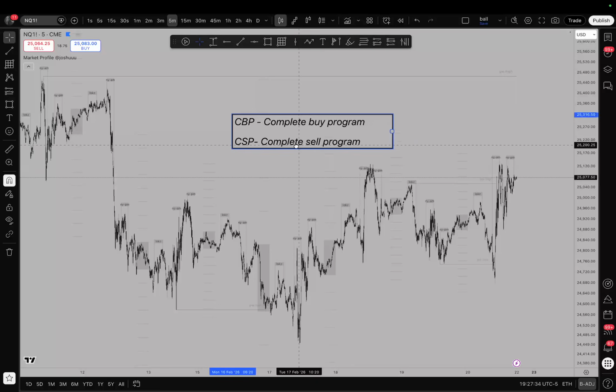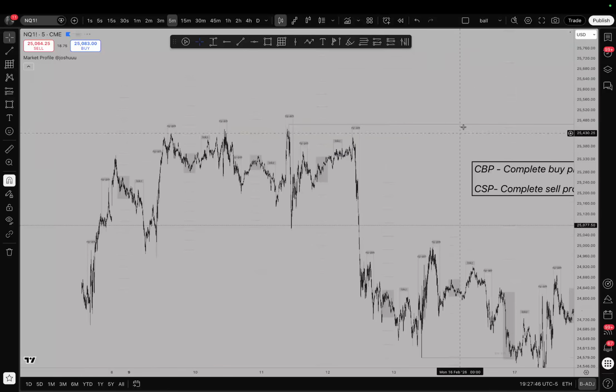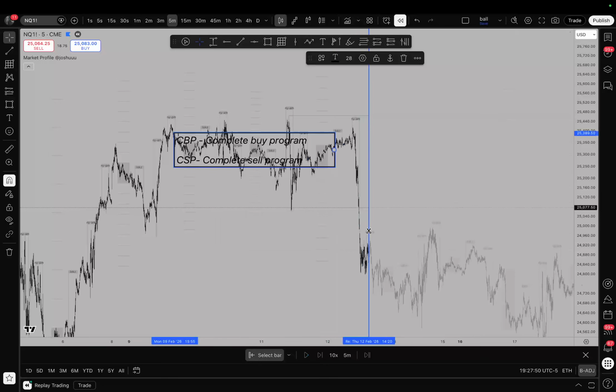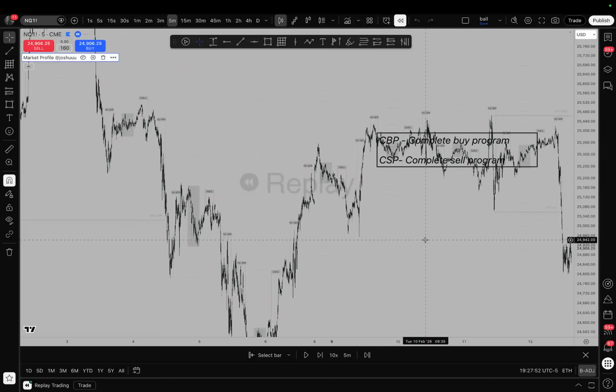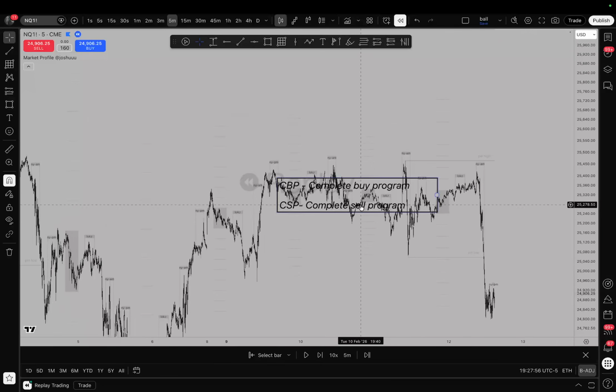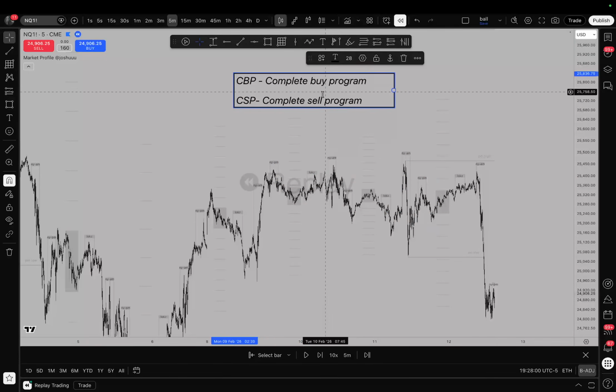Okay, so a CBP is a complete buy program, CSP is a complete sell program. This is basically a price action concept, and I can break down this last week or so here because in my next video that I upload, I'm breaking down this week's price action. So there's only two ways to actually complete a buy program or complete a sell program.